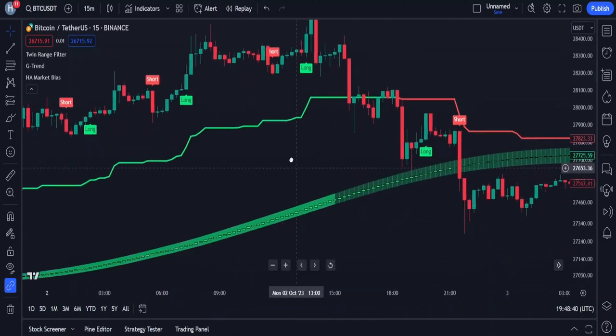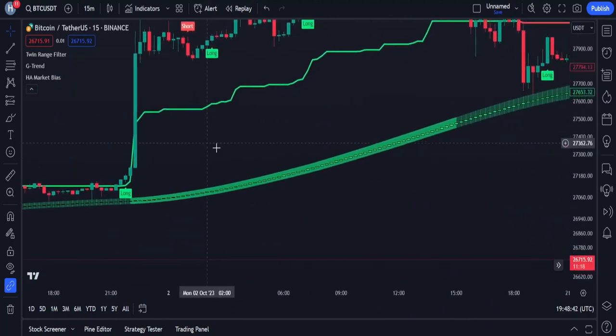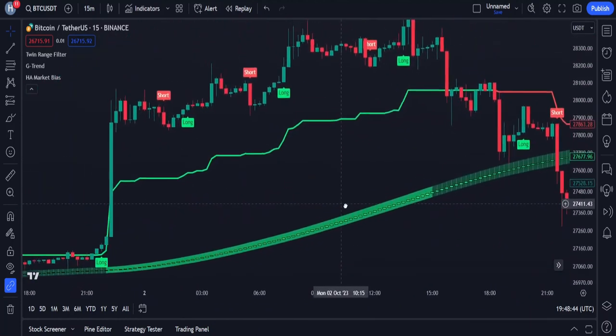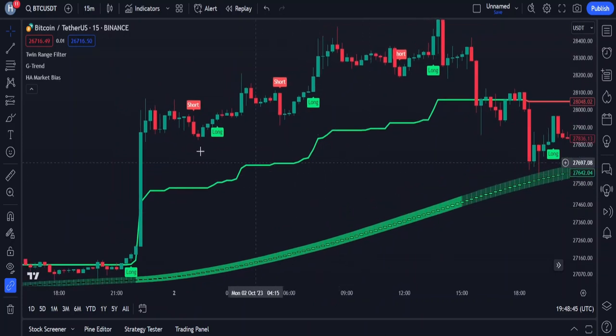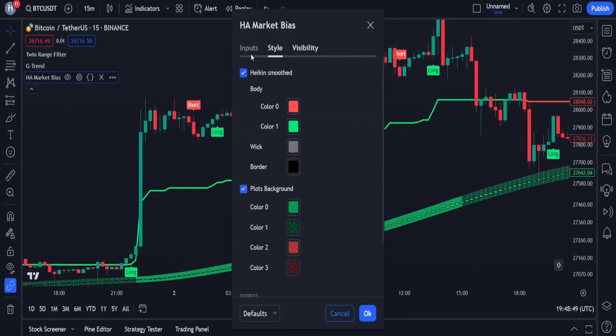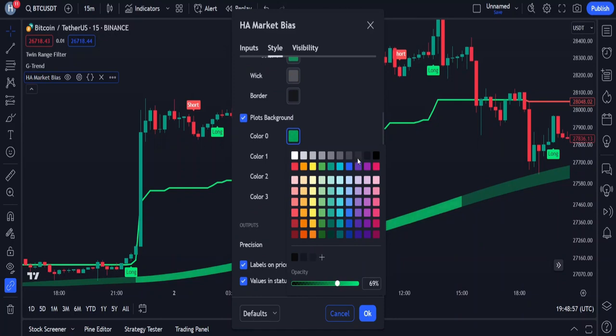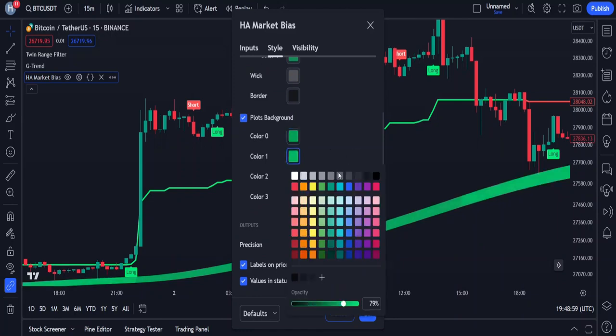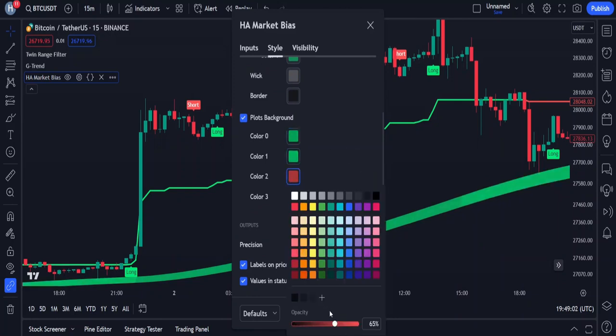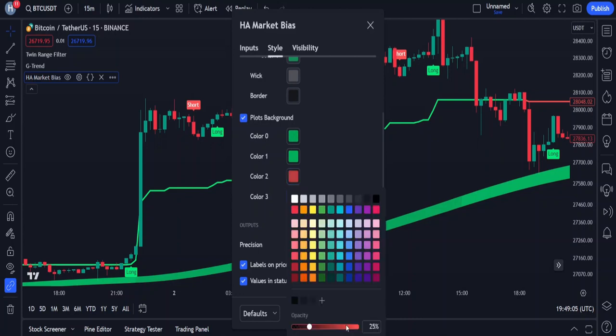So with the knowledge of both short-term and long-term trends, trading against the trend can be completely prevented in the strategy. After applying the indicator to the chart, open the settings for this indicator, and in the Style section, disable the Heikin-Ashi option completely. Then change the opacity of all the background color options to 70%. Make sure all of them are set to 70%.